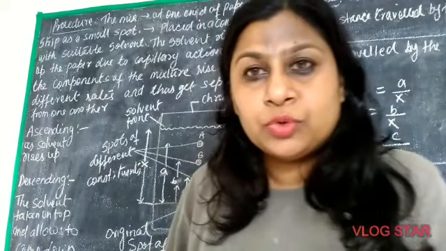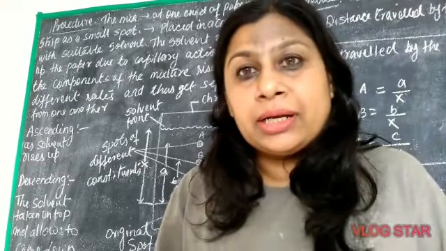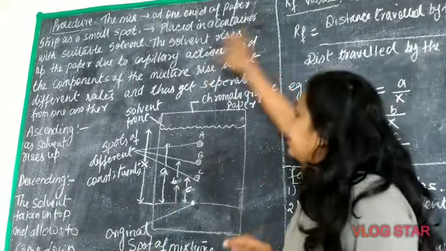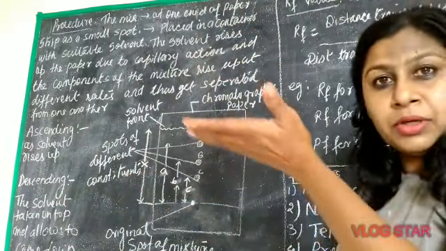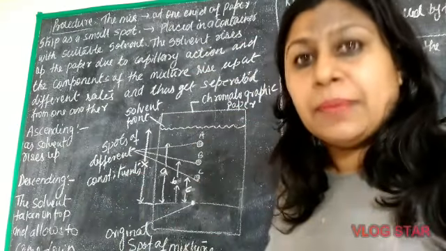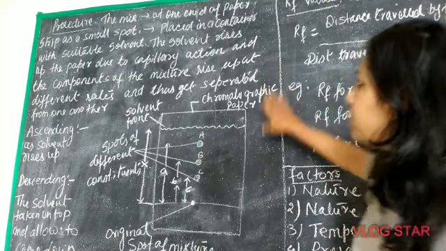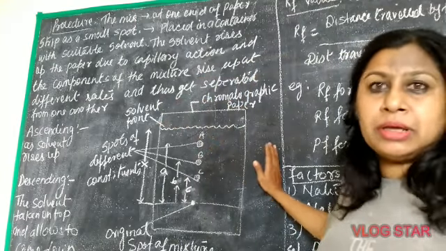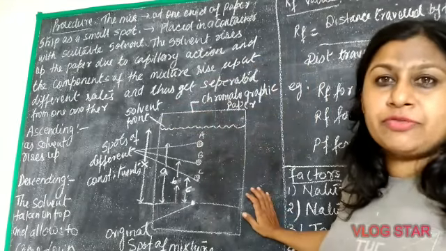Now we'll see the procedure of how to carry it out. You're going to take the mixture which has to be separated or analyzed, and on the paper sheet you're going to put a spot, and then place that paper in a container with suitable solvent. Now as the solvent rises up, due to capillary action, the components of the mixture rise at different rates. As it is a mixture, each component will rise at a different rate and they get separated from one another.